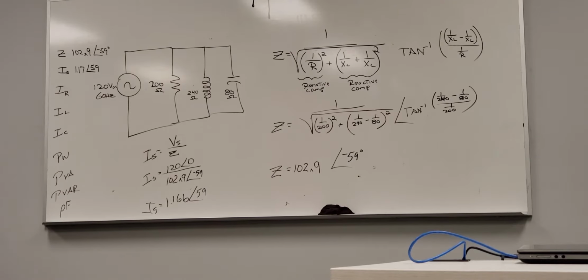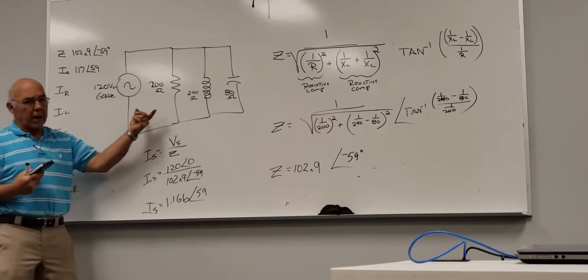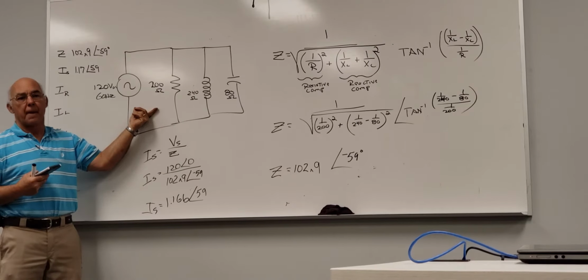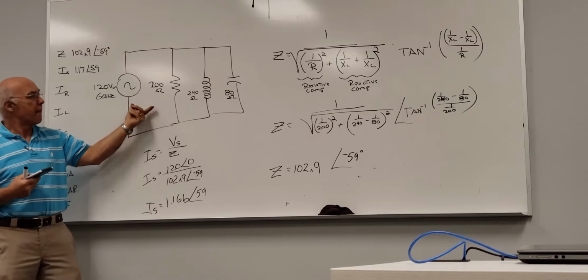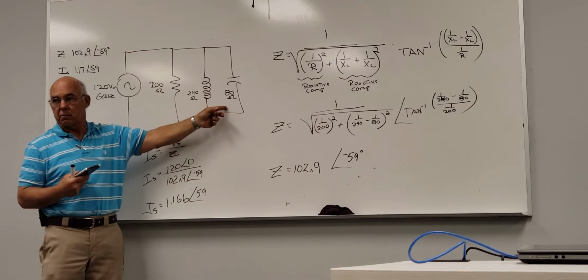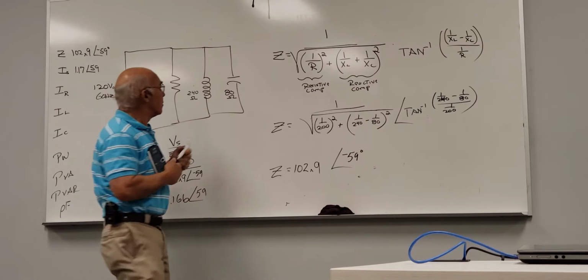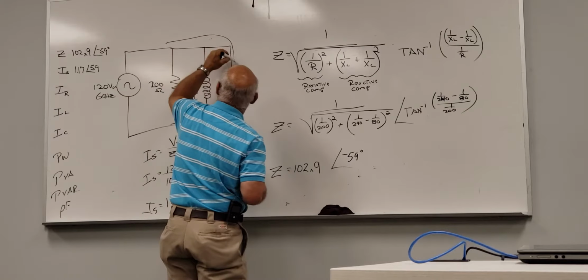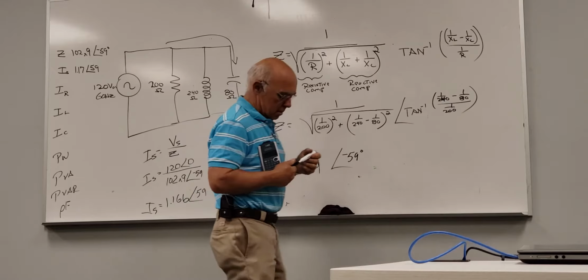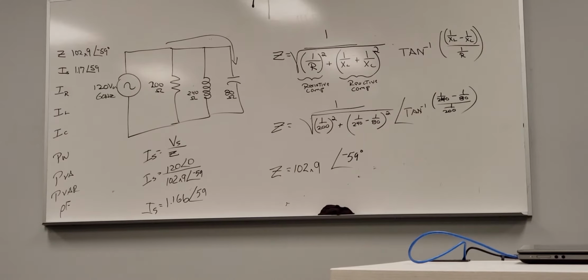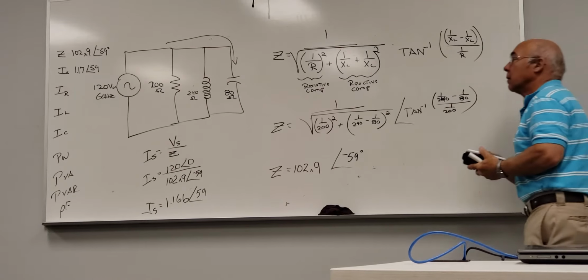If you look over here, who has the most current? The lowest value. Most of the current is coming right here. What does that mean? It means it's capacitive. It means the current's going to be leading. Right? That's what we got for results. We got a leading current.